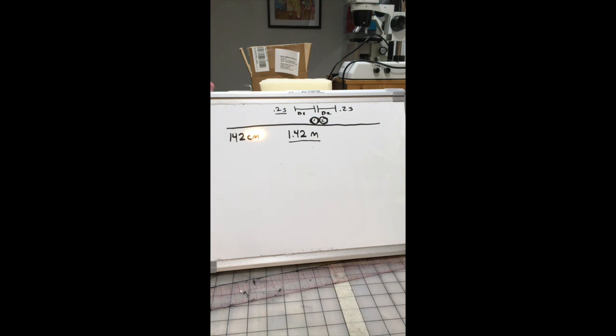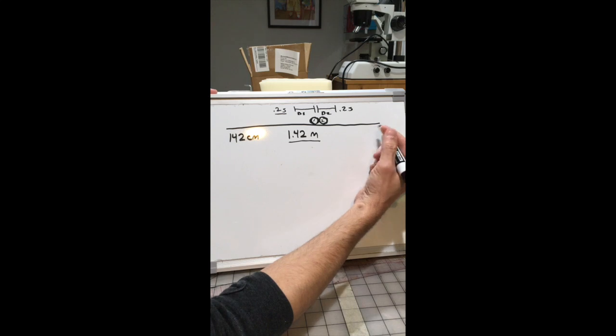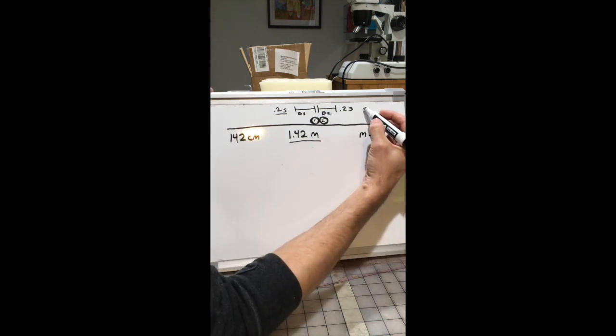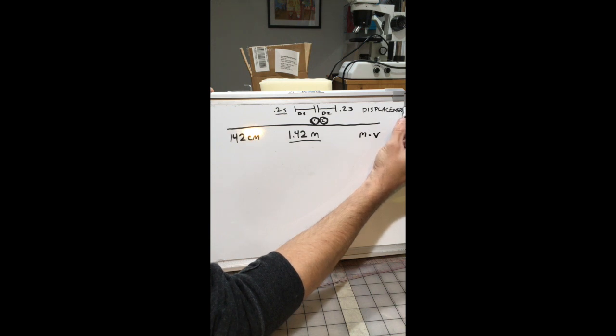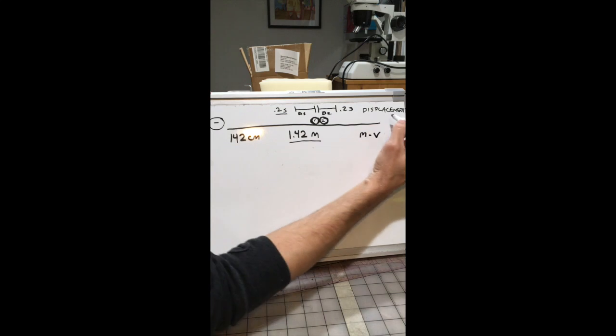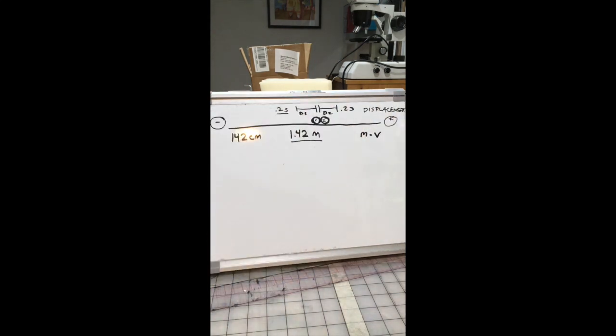Now, I want to point out something important here. Momentum is mass times velocity, so this isn't actually a distance here, it's a displacement. And displacement is a vector that has direction. The way we indicate direction in a linear collision is by choosing one direction to be negative and the other direction to be positive. So I'm going to decide that's negative and that's positive, and I'm going to keep that in mind.